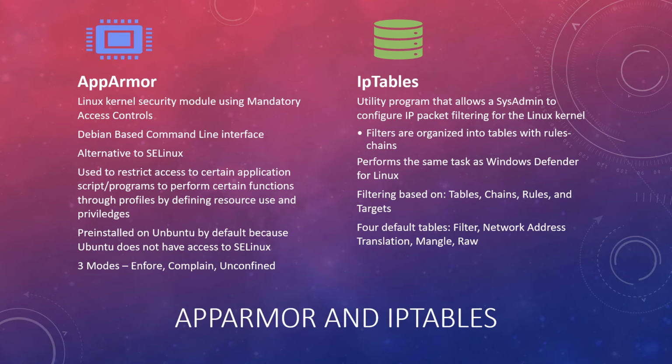IP tables is a utility program that allows a system admin to configure IP packet filtering for the Linux kernel. Filters are based on tables with rule chains. It performs the same task as Windows Defender does for Linux, filtering based on chains, rules, and targets. The default tables are filter, network address translation, mangle, and raw.